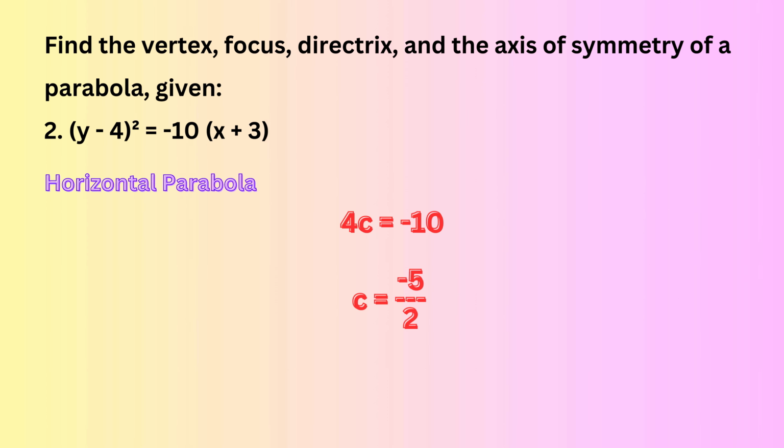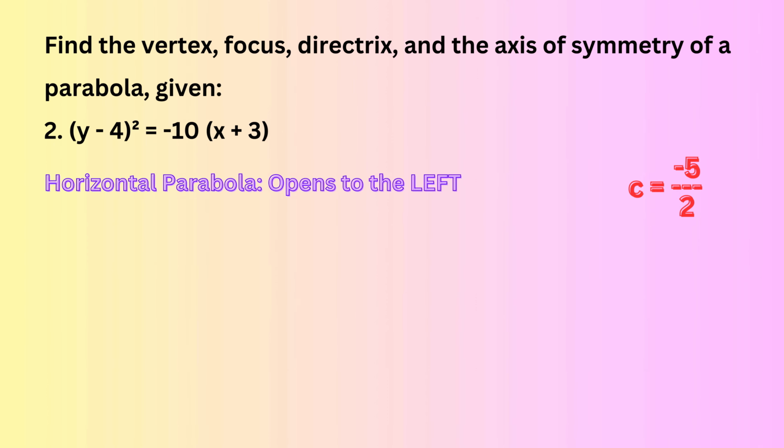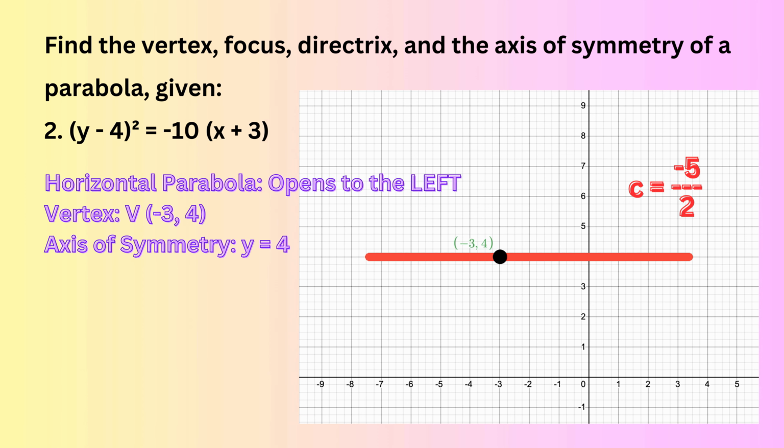negative 5 halves. Since the value of c is negative, then the horizontal parabola opens to the left. Its vertex, as shown on the equation using the value of h and the value of k, is negative 3, 4. The axis of symmetry is the line y equals 4. We can, again, use the Cartesian plane for visualization. As you can see, the horizontal parabola must have a horizontal axis of symmetry that passes through the vertex. And that is the line y equals 4.